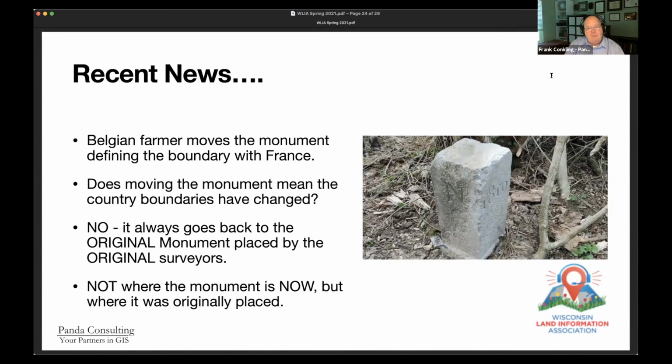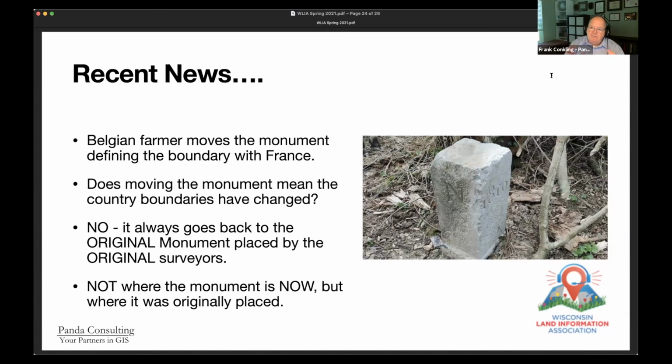Well, it turns out that monument was the monument between Belgium and France. And the question is, by moving the monument, did he actually move the country boundaries? Did he redefine the country boundaries? And the answer is no. It always goes back to where the original monument was placed by the original surveyors. Not where the monument is now, but where it was originally placed.